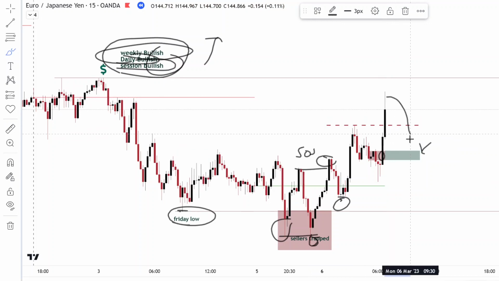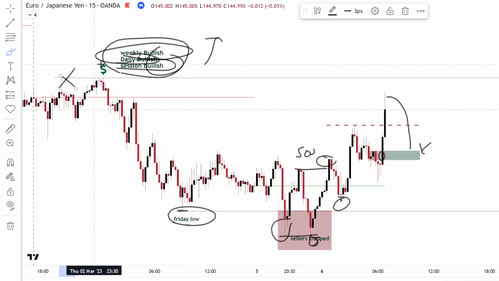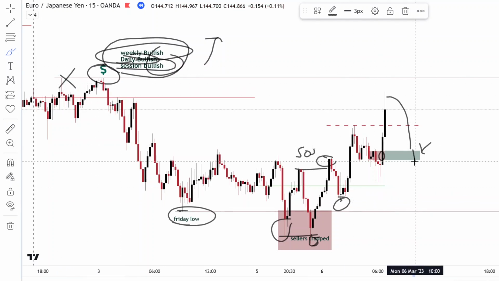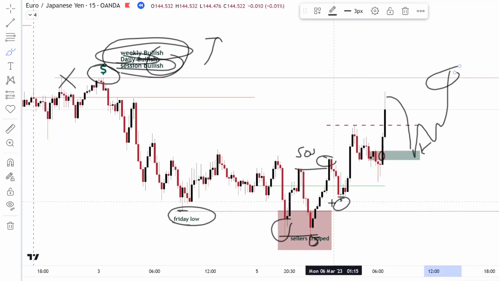We're waiting for price to come back down here to eventually do what? Take out these equal highs where the liquidity is. And we're looking for price to come back down to our demand zone and build up and finish above. So now we built our context.